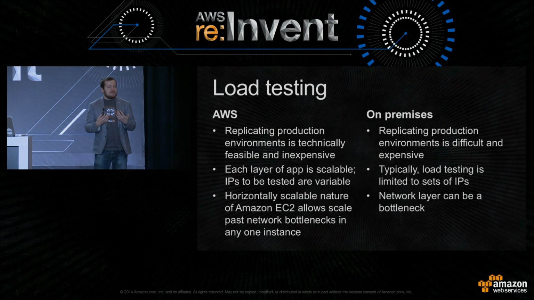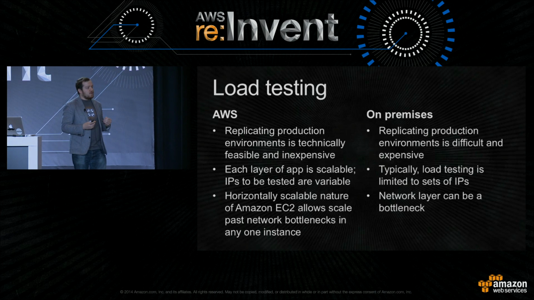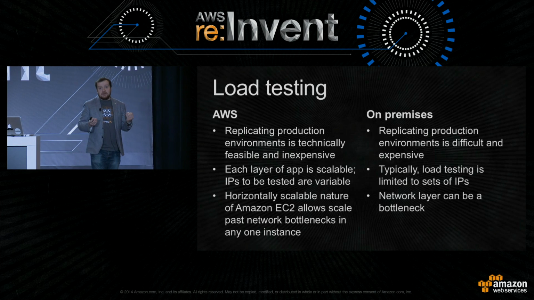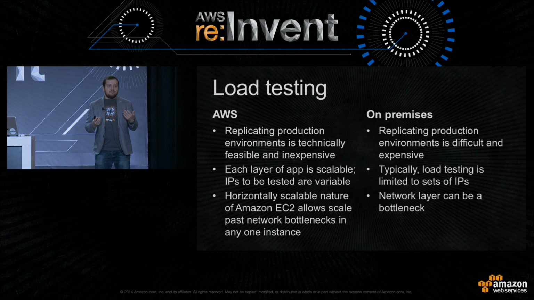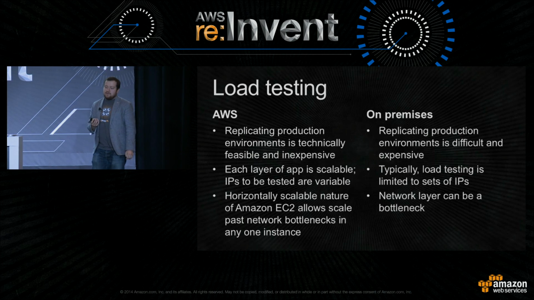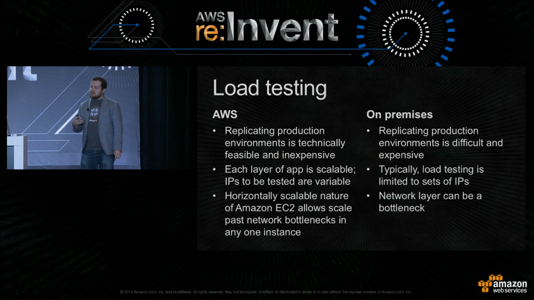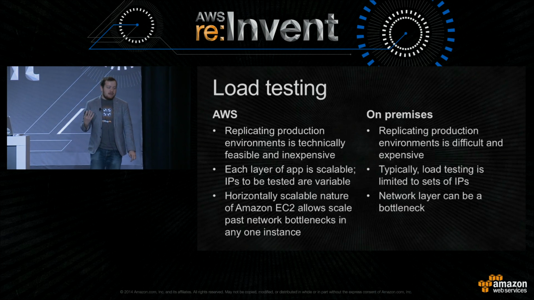Let's talk about some of the differences between load testing on AWS and load testing on premises. On premises, it's really hard to replicate your production environment. You could test your production environment that you have, but if you're not really confident in it, you might break it. If you want to replicate an exact copy of your production environment, you have to have just as many servers and switches and all that stuff as you do in your production environment.